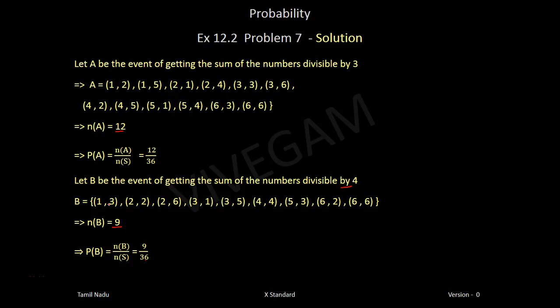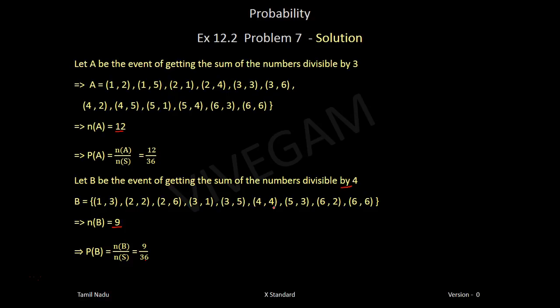So all you need to check is whether these numbers are divisible by 3. That is, the sum is divisible by 3. Because it's already defined for 4, right? So 3 plus 1 is 4. It's divisible by 4 but not divisible by 3. This is again 4. It's not divisible by 3. This is 8. Not divisible by 3. 3 plus 1 is 4. Not divisible by 3. 5 plus 3, 8.